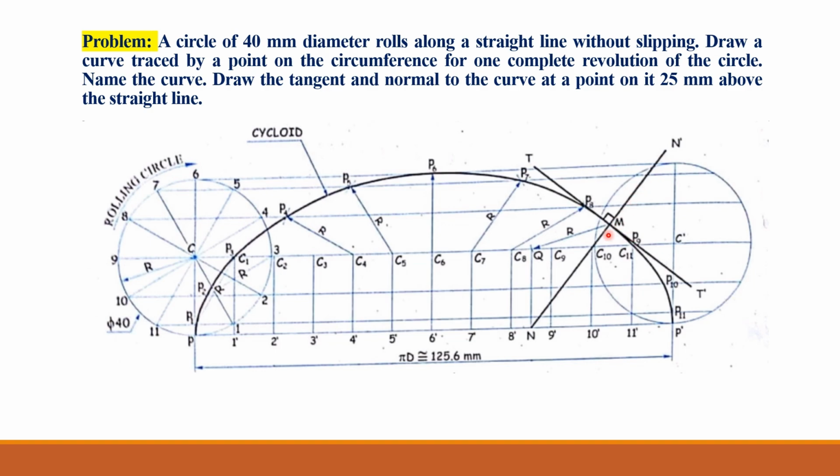Then through the same point, draw a tangent line. This tangent line is 90 degrees with this normal line. So in this way, we have completed this problem in which we have drawn this cycloidal curve as well as the normal and tangent to the curve by using the data given in the problem.